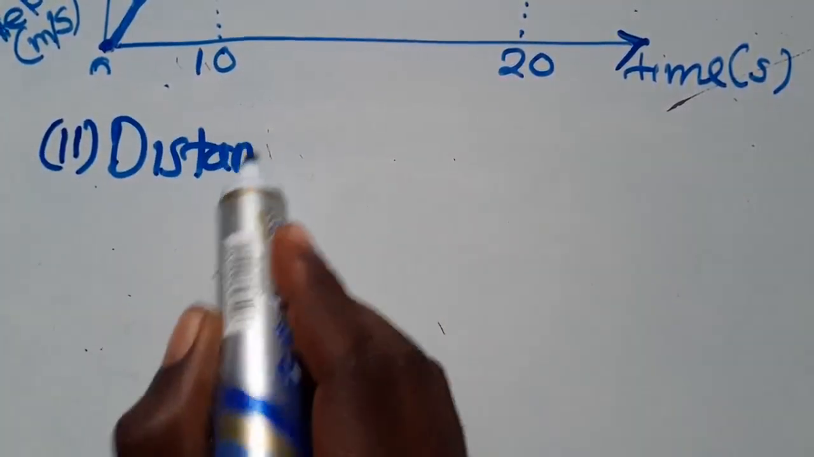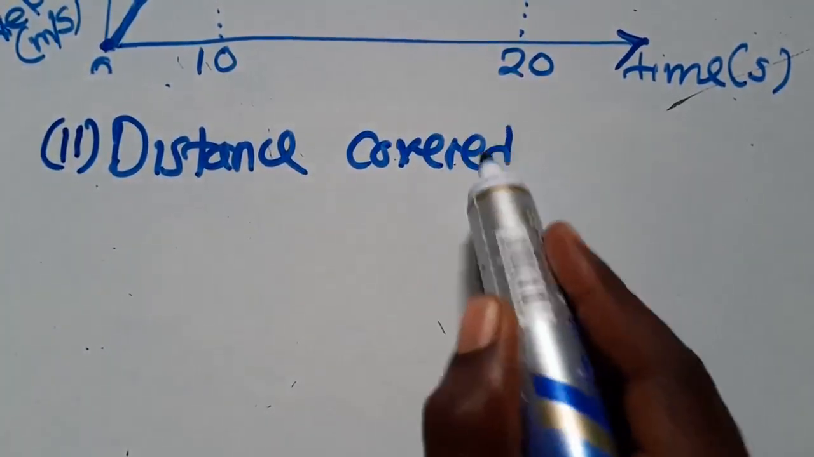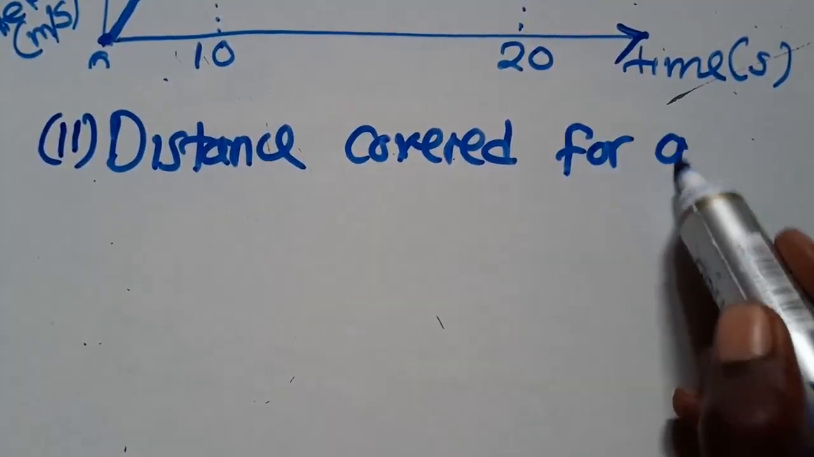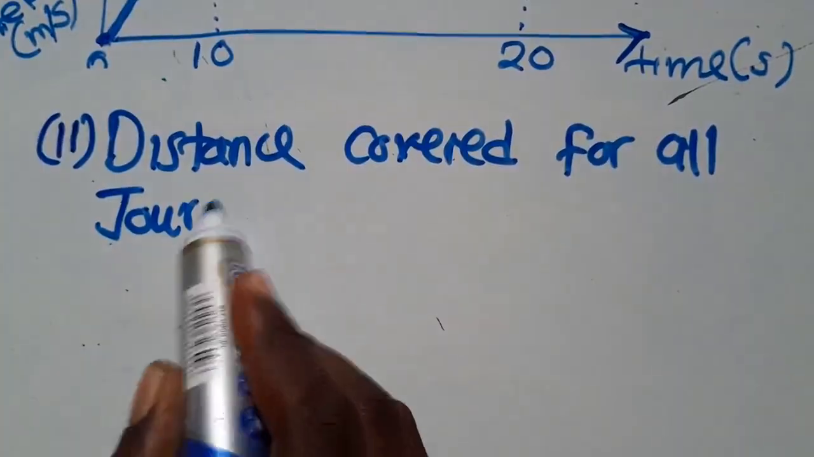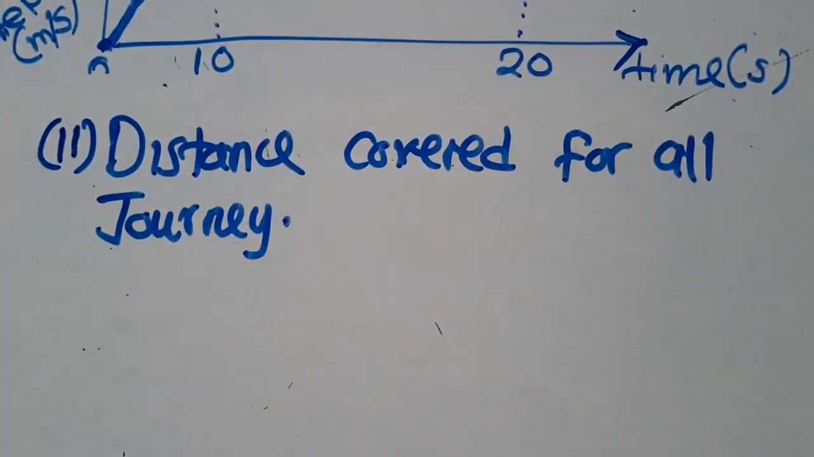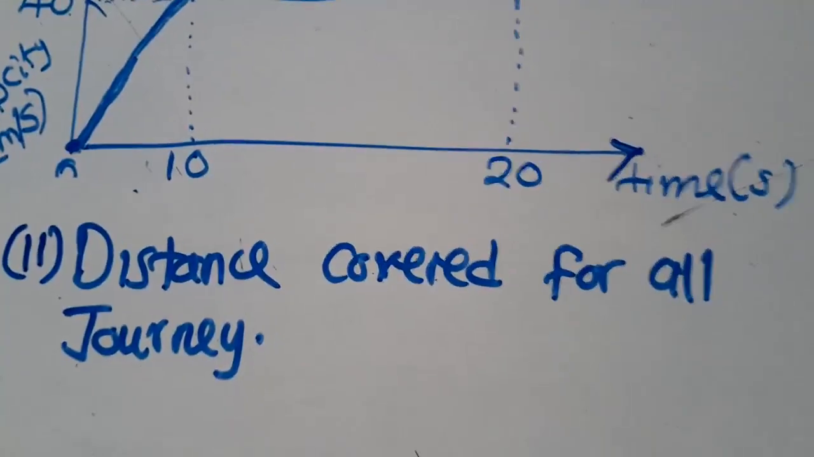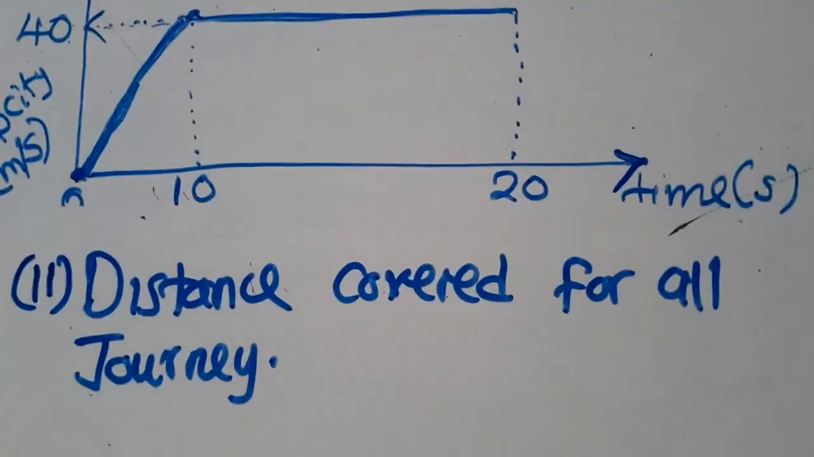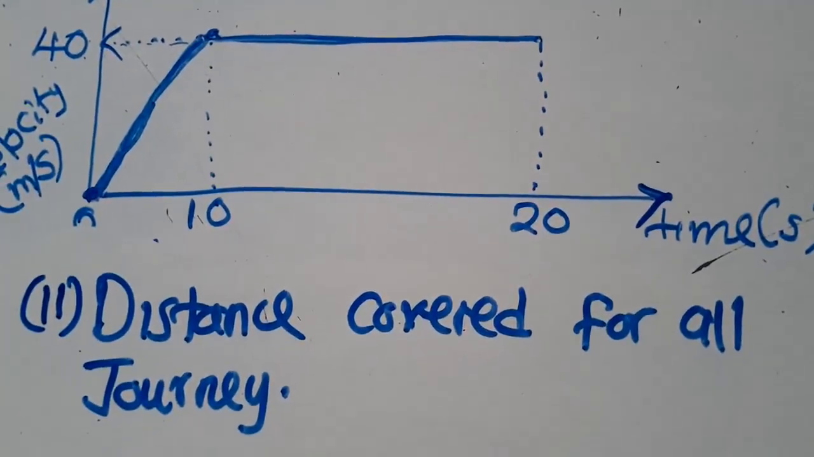Find the distance covered. This distance covered is for the whole journey. Distance covered for the whole journey. So you calculate the distance covered for this whole journey which is there. This is the journey which we are given.